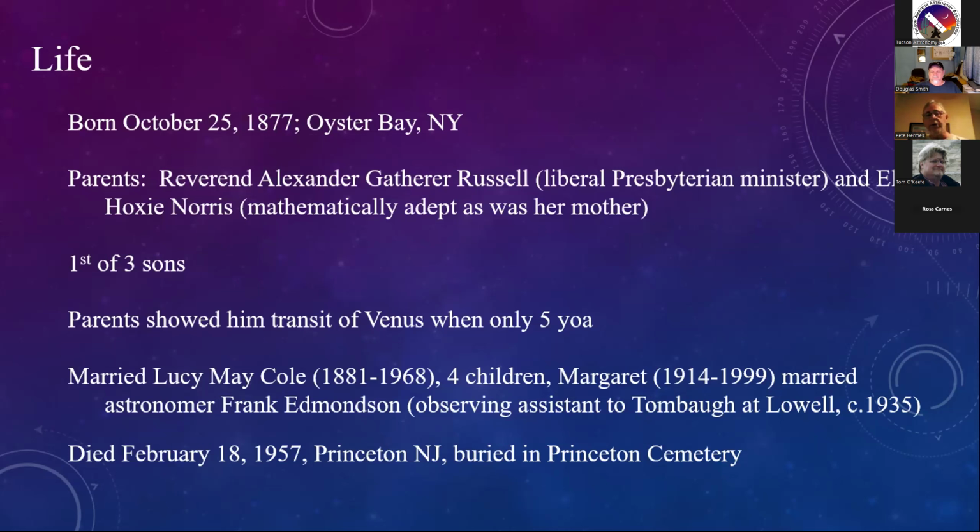He was the first of three sons born to Alexander and Eliza. And kind of interesting, I mention this because the parents showed him a transit of Venus across the sun when he was only 5 years old. Something that I think Russell was able to understand to a certain degree.